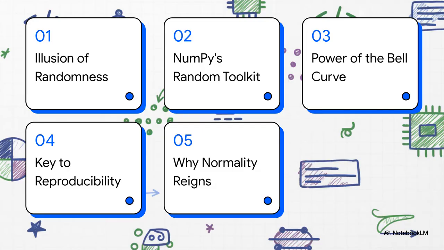First, we'll pull back the curtain on what randomness even means on a computer. Then, we'll explore NumPy's awesome toolkit for this and zoom in on that famous bell curve. After that, we'll tackle the super important topic of reproducibility, and we'll finish up by looking at the beautiful mathematical reason the bell curve shows up pretty much everywhere.